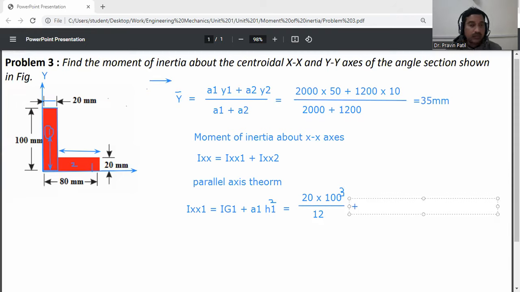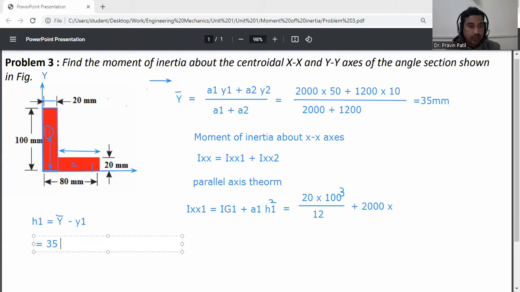Plus a1, which is 100 into 20, that is 2000 mm square, into h1 square. So I will write h1 here. h1 is equal to y bar minus y1. Okay, y bar minus y1. So how much is y bar? y bar is 35.